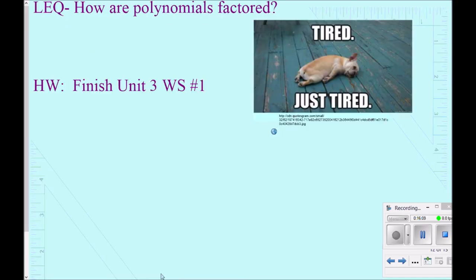Homework. You should complete in the worksheets booklet in Unit 3. Make sure you go to the correct unit. Unit 3 we're in now, worksheet number 1. In the worksheets booklet, Unit 3, worksheet number 1 is for tomorrow.